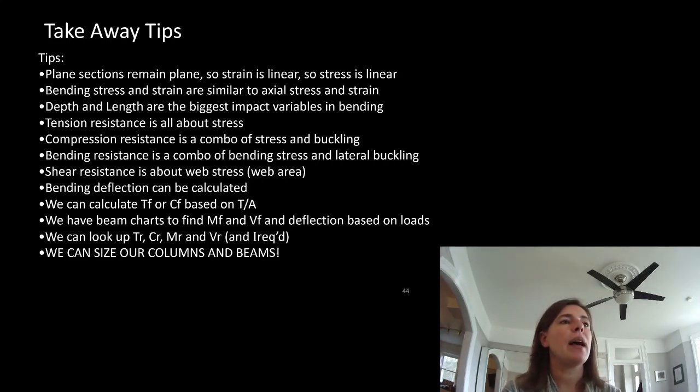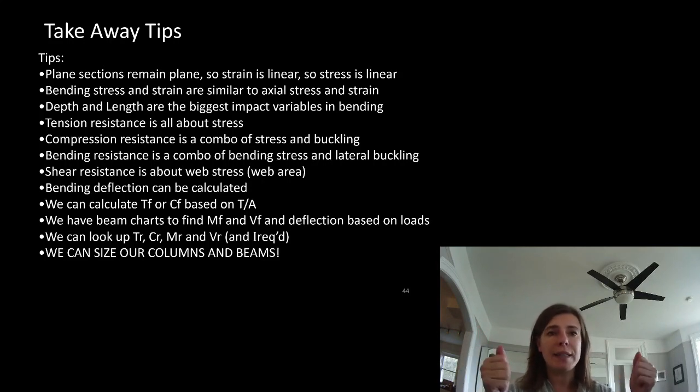We know that we can calculate TF or CF based on the area of an element. We know that we can calculate MF and VF based on tributary width, loading, and looking at all kinds of different beam diagrams, and that we can look up TR, CR, MR, and VR, and the I required for a beam. That means we can size our columns and we can size our beams.